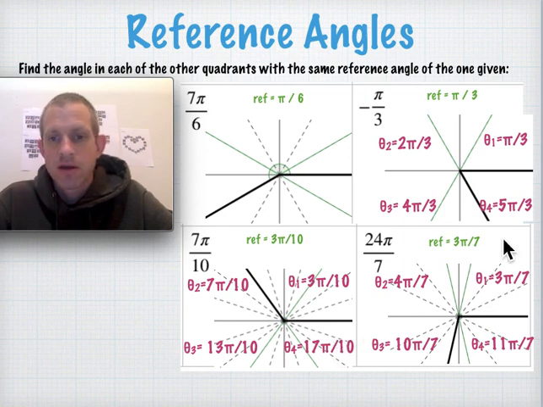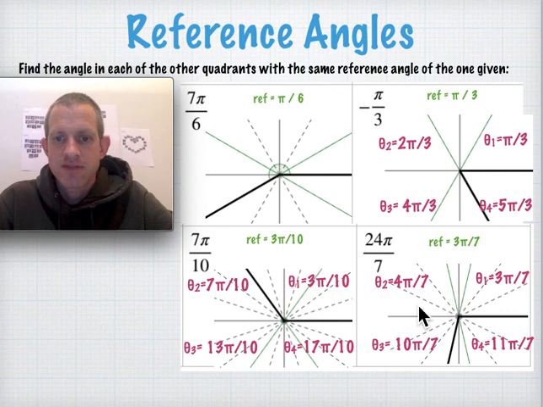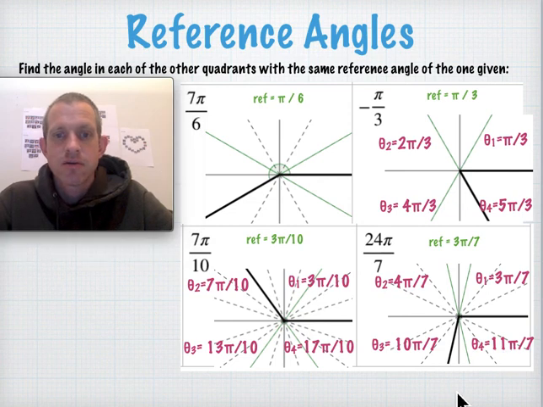And then for the final problem, 24 pi sevenths, that has a reference angle of 3/7 of pi. And so our first quadrant angle is 3/7 pi, and then 4/7 pi, 5, 6, 7, 8, 9, 10/7 pi down here, and 11/7 pi in quadrant 4.